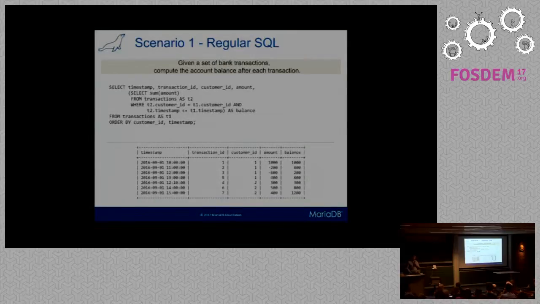So the balance statement can be computed with regular SQL by doing a subquery where we sum up all the transactions before it. Here we join the table with itself, and by joining we add all the transactions that have the same customer ID as seen here, but have a timestamp that is lesser than the one that we are currently computing. So this is done with regular SQL.